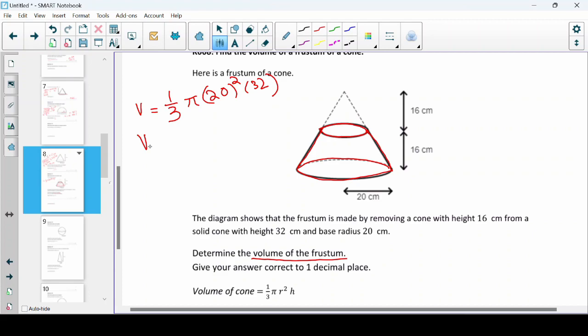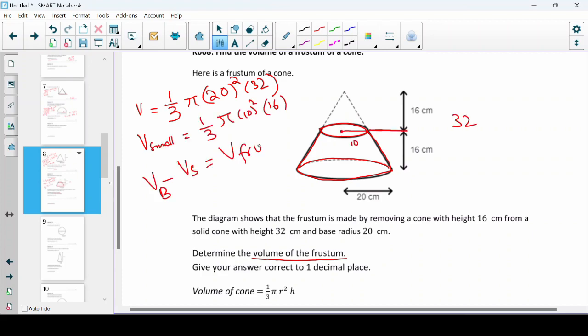So now we see this has been cut at the middle. Total height is 32, and it has been cut at the middle at 16. So the radius will also reduce to half, because if it's 20 here, it will be 10. So now here 10 square, and the height is also 16 now, right? So we find the volume of the big whole, then the volume of the small, and then the volume of the big one minus the volume of the small will give us the volume of the frustum. So this is how we can solve this question.